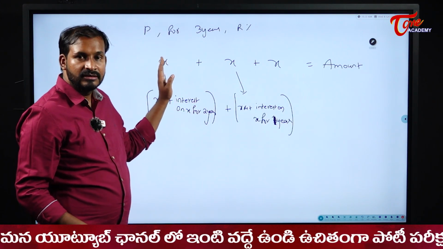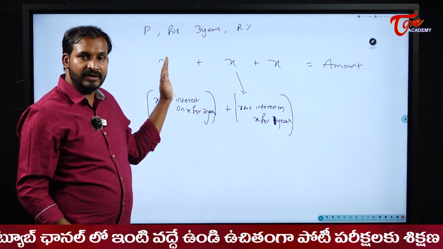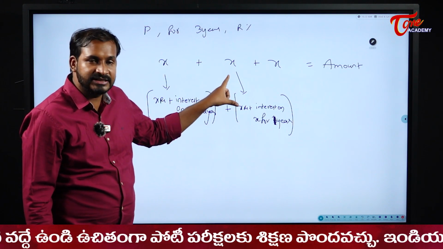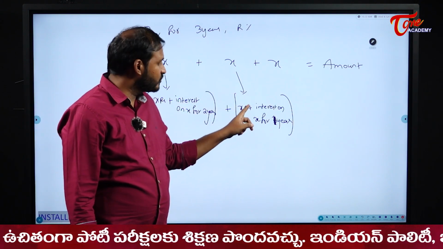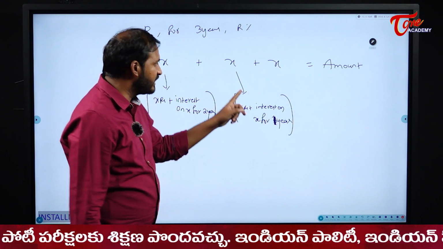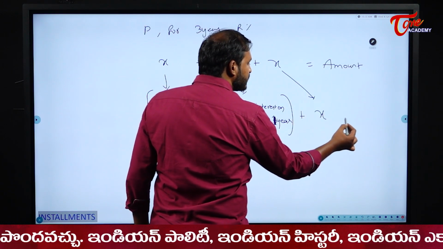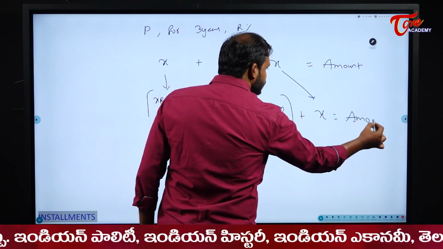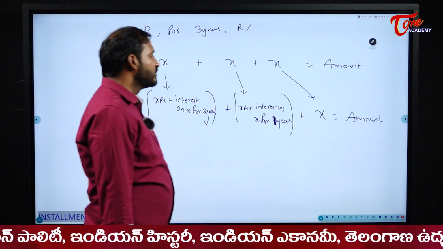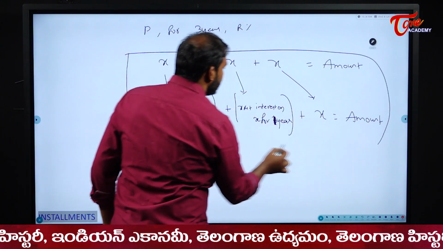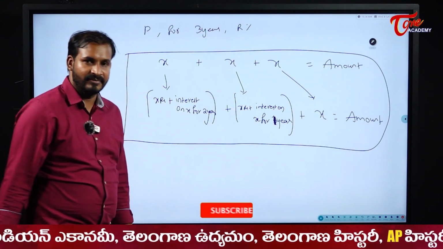First installment. In 3 installments, when I pay my first installment, I am paying it before 2 years. So, 2 years. When it comes to my second installment, I am paying it before 1 year. So, X rupees plus interest on X for 1 year. And similarly, the last installment, anyway, I am paying it on time. That should be equal to my amount. So, this is the logic. This is the concept or the logic behind the interest on installments.